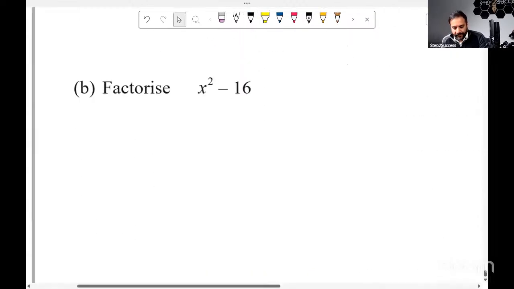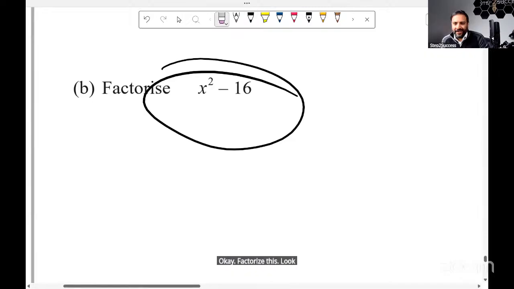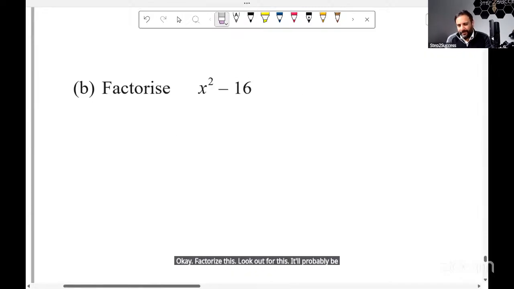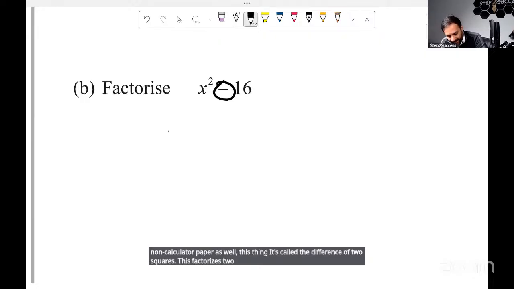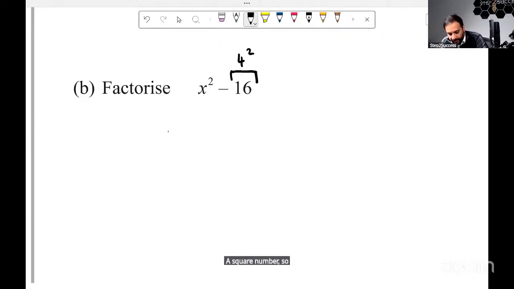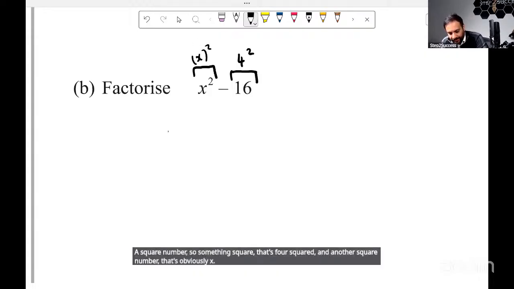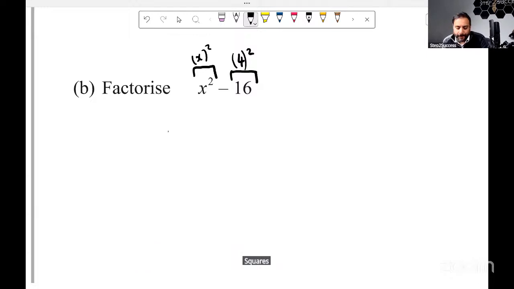Okay. Factorize this. Look out for this. It'll probably be on a non-calculator paper as well. It's called the difference of two squares. What you're looking for, just to be clear, is a minus, a square number, so something squared, that's 4 squared, and another square number, that's obviously x squared, if you see what I mean, right?